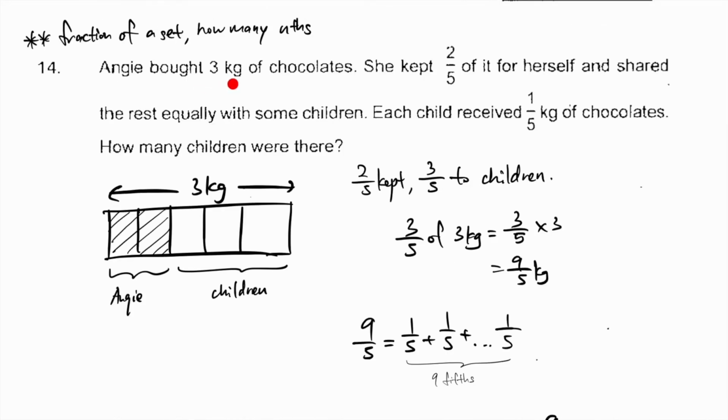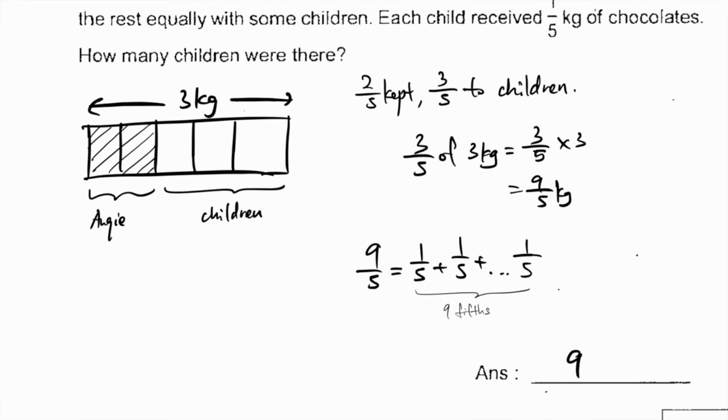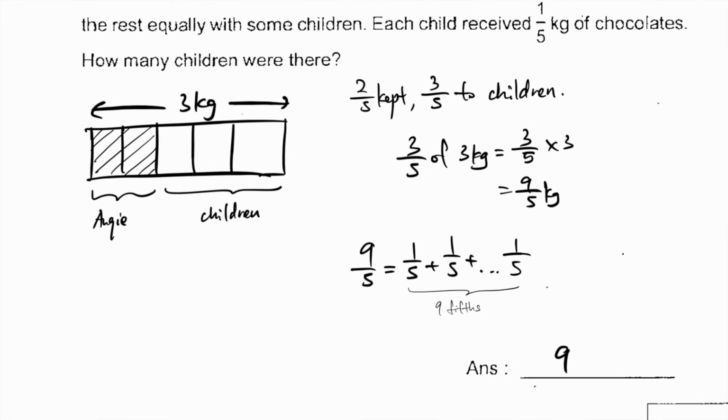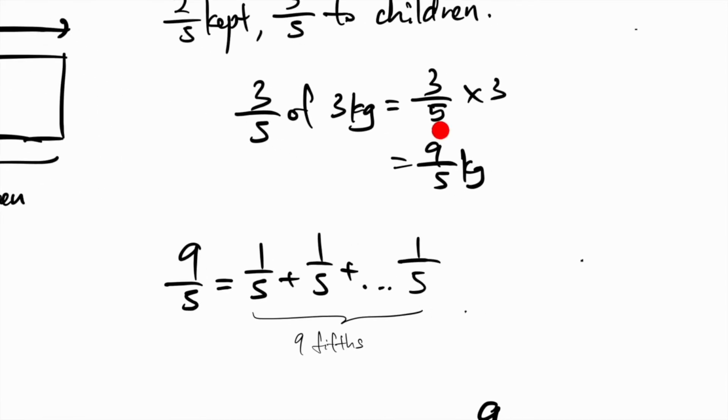Question 14. Angie bought 3 kilograms of chocolates. She kept 2/5 for herself. So draw 5 units, 2/5 for Angie herself, and shared the rest equally with some children. We can see here it's 3 units out of 5 and 3 kg for everything. Each child received 1/5 kilograms. Now, what that means is let's find the actual kilograms left for the children, shall we? It is 3/5 of 3 kilograms. What's 3/5 of 3 kilograms? 3/5 of 3, that's 9/5.